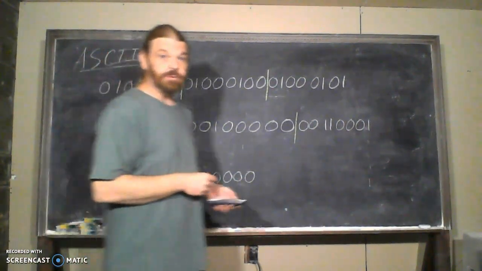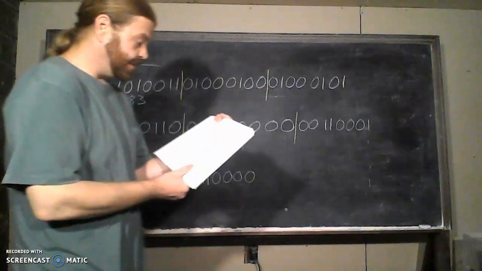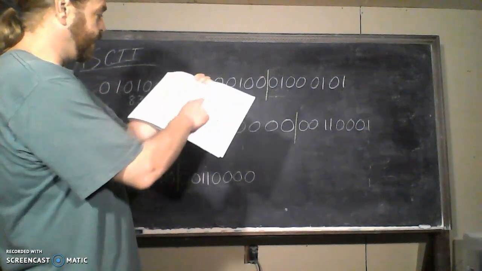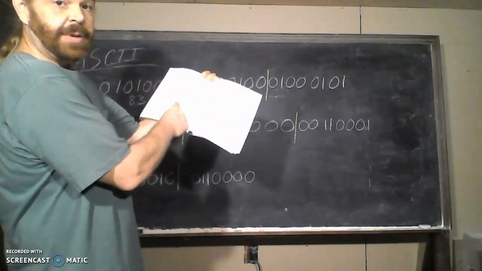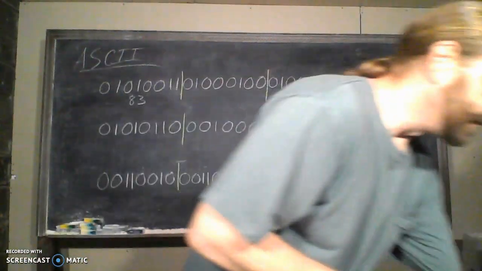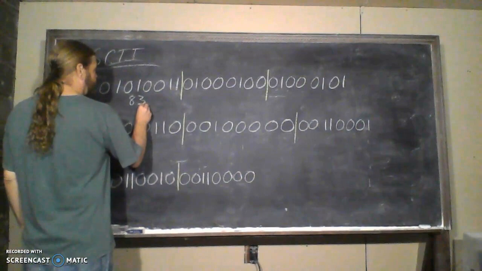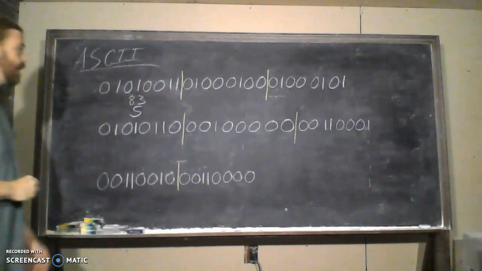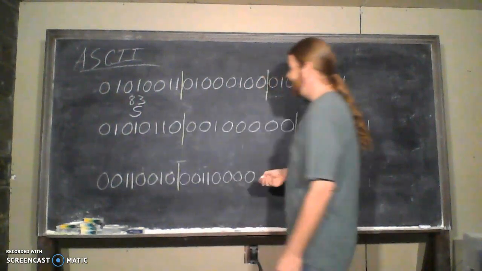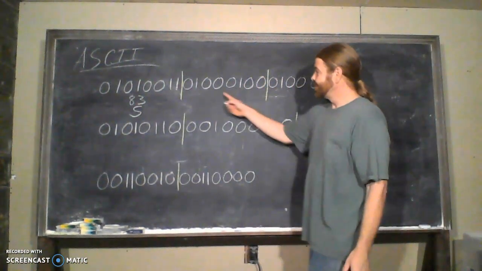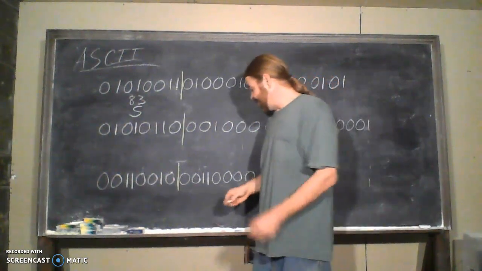So then we can just go over to the chart, grab our chart out of the textbook, and find number 83 on here. It looks like that's going to be a capital S. And you're probably going to figure out what this says way before we get to the end. But the next one, we'll do this one the other way.